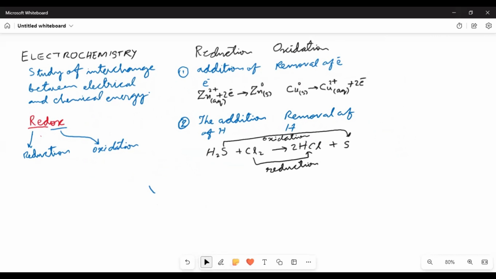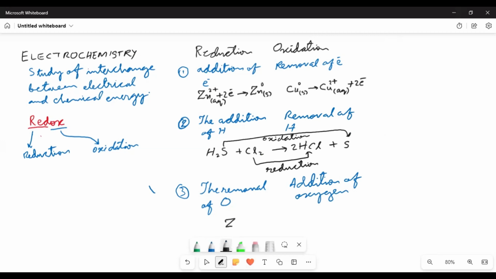Addition of oxygen is called oxidation, while removal of oxygen is called reduction. First we should write the removal of oxygen, and oxidation is the addition of oxygen.